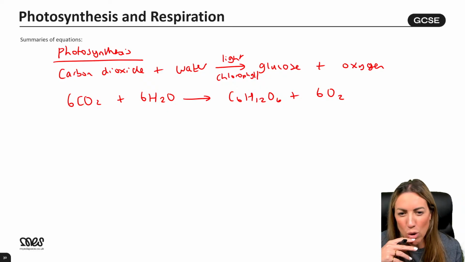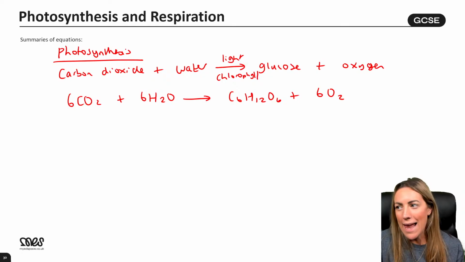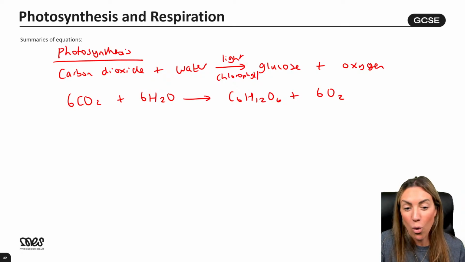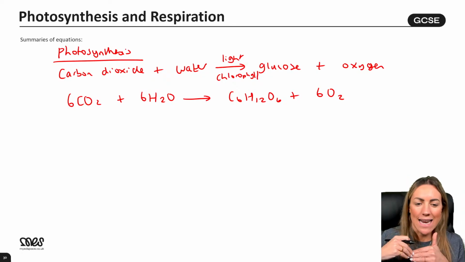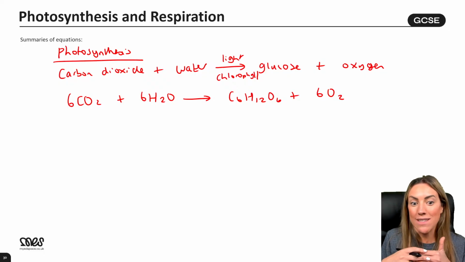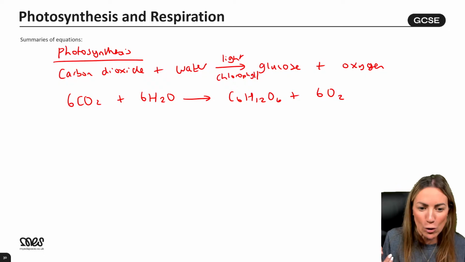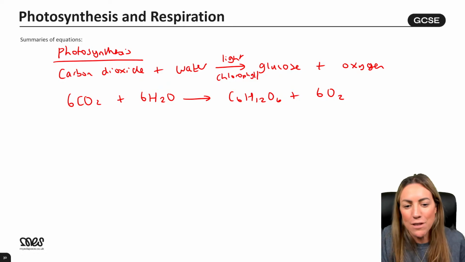Is the arrow writing important? It depends on the question. It's not really important for the equation, but afterwards they might say, what else is needed? And you would say, well, chlorophyll, because it absorbs light energy. But you don't have to put it in your equation.